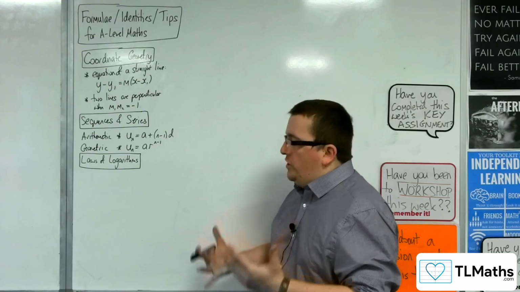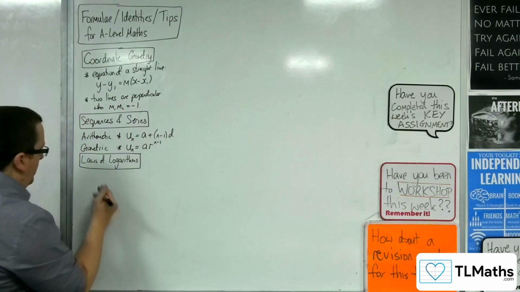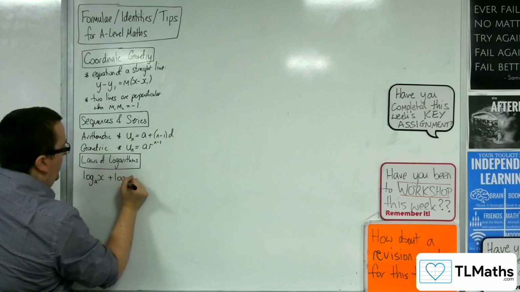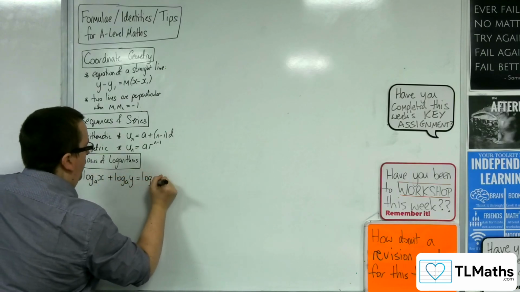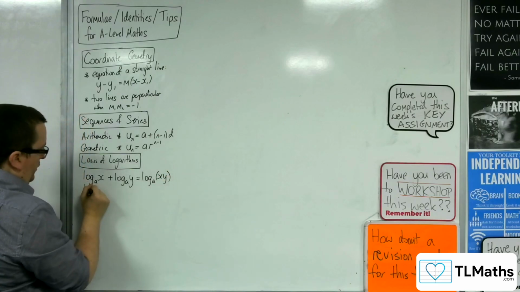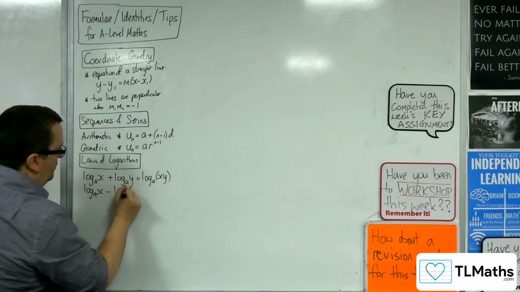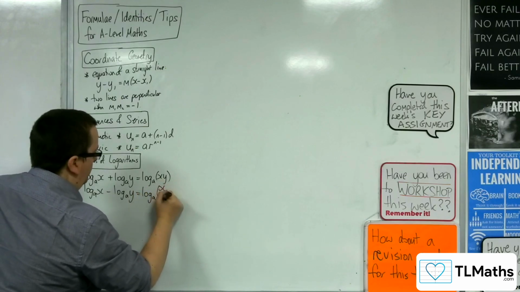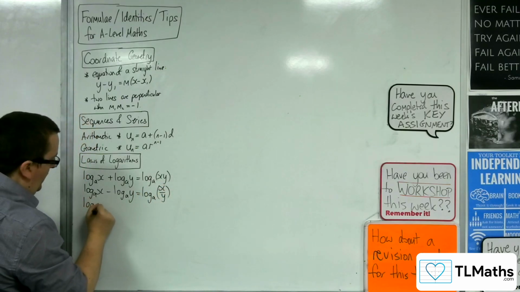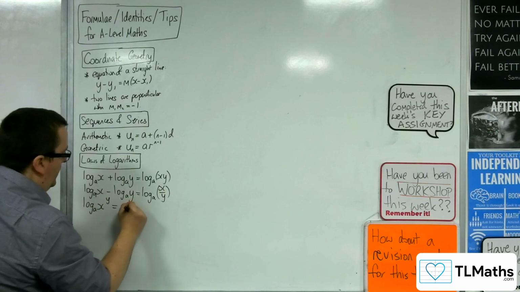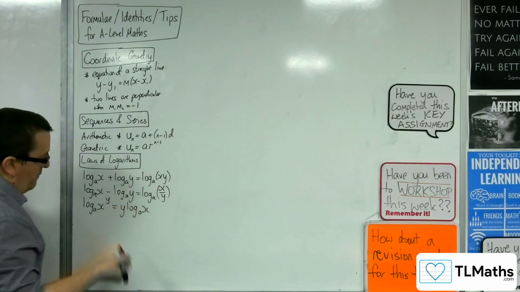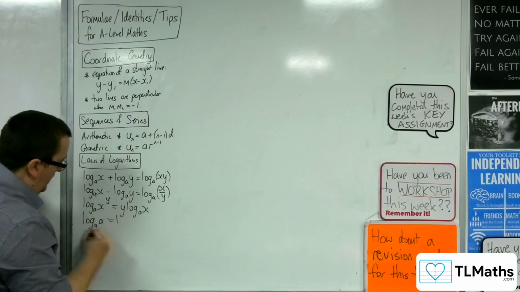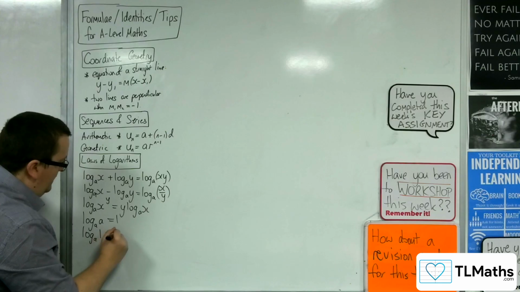So it seems obvious that you should know the laws of logarithms, but here we go. Log base a of x plus log base a of y is log base a of x times y. And you've got log base a of x take away log base a of y is log base a of x over y. You've got log base a of x to the power of y is y log base a of x, so you can bring the power up and down as you like. And of course you've got log base a of a is 1 and log base a of 1 is 0.